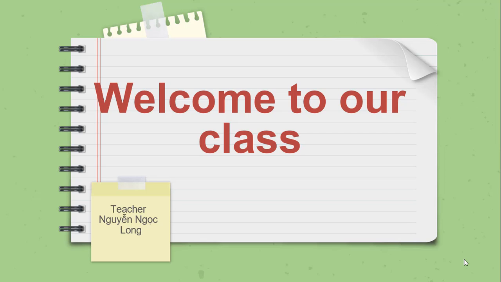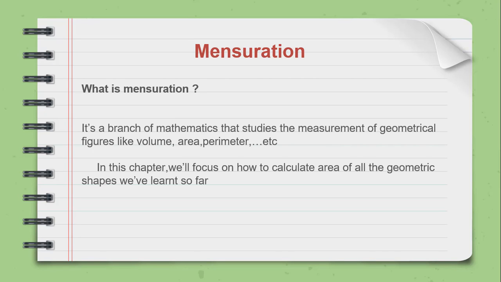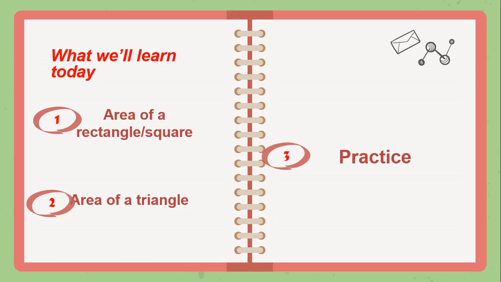Today we'll talk about mensuration. So what is mensuration? Mensuration is the branch of mathematics that studies the measurement of geometrical figures like volume, area, perimeter, etc. In this chapter, we'll focus on how to calculate the area of all the geometric shapes we learned so far. What we learn today is the area of a rectangle and square, and the area of a triangle.